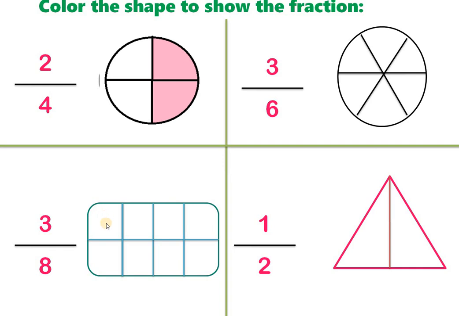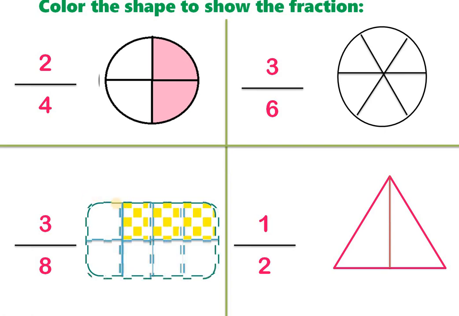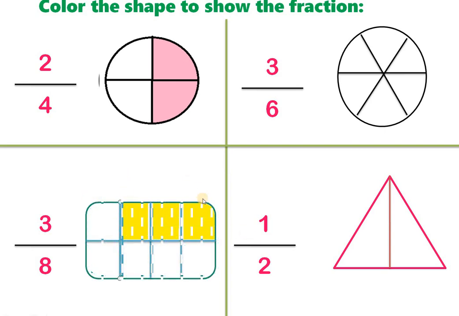Okay, here we have 1, 2, 3, 4, 5, 6, 7, 8. We have 8 parts, so the bottom number is 8. And how many parts do we need to color here? I ask you to color 3 parts. So let's color 3 parts here. So now it's 3/8.